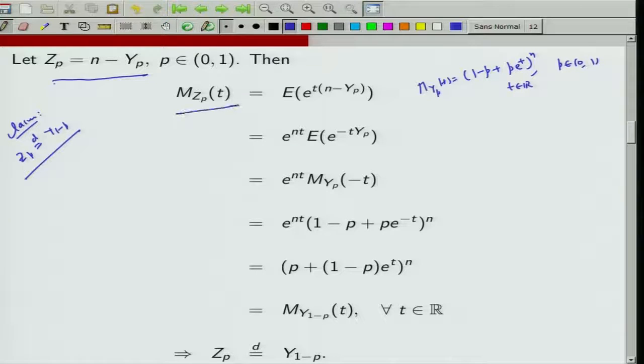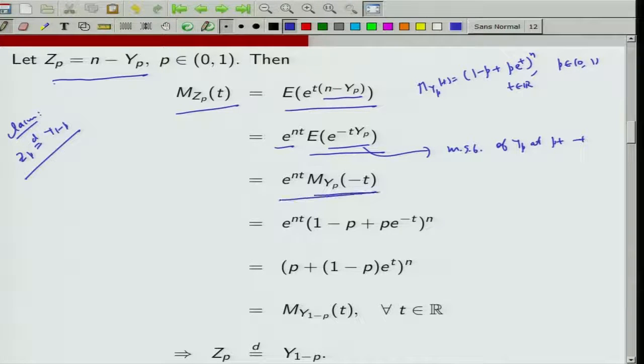So let us look at M_ZP(t), which is the expected value of e to the power t ZP, where ZP is nothing but n minus YP. So this becomes e to the power nt into e to the power minus t YP. So e to the power nt, being a constant, comes outside, into the expected value of e to the power minus t YP. But what is this quantity? This is the MGF of YP at point minus t. So that is what I have written down over here.